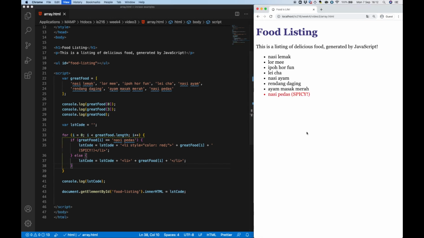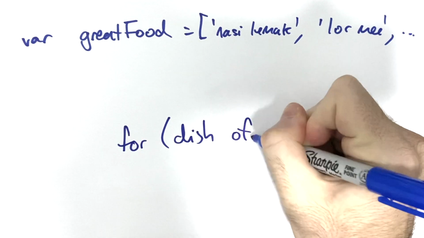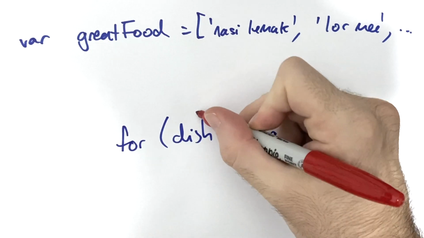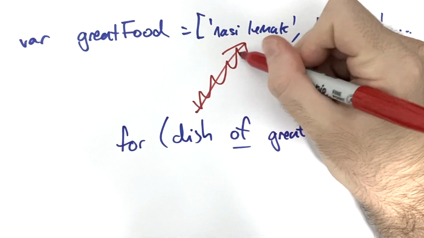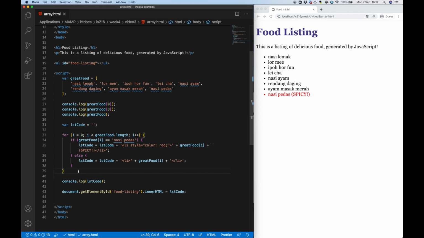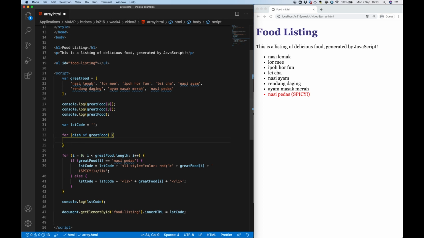Now this for loop works fine, but there's an even more convenient way that we can iterate across the values of an array, and that's by using a for of loop. Here we specify a variable, in this case dish, and in each iteration it's automatically assigned the next value of the array. So this for of loop is going to look largely the same as my previous one, except that instead of accessing the ith element of great food, we access the value of dish instead.